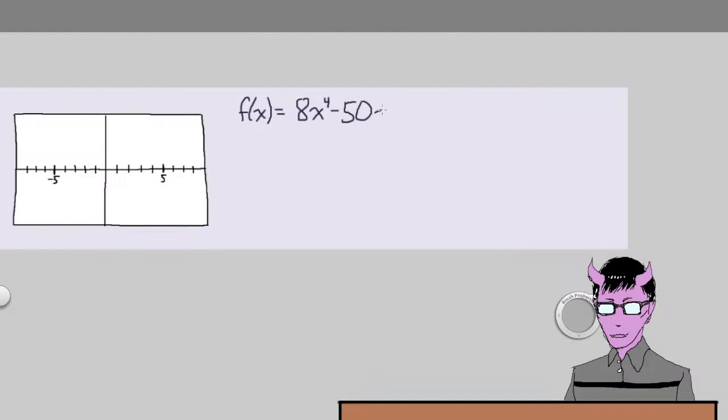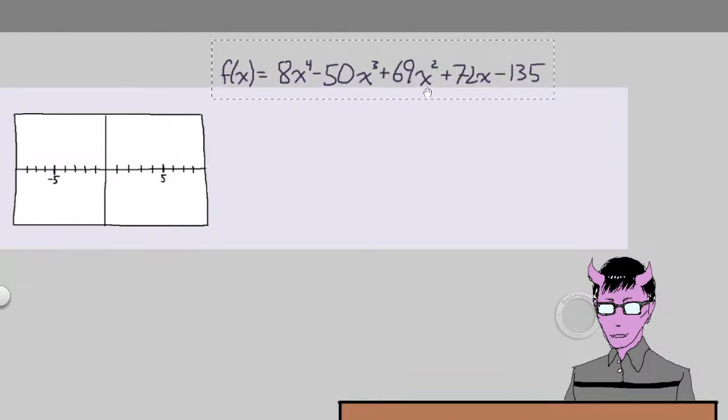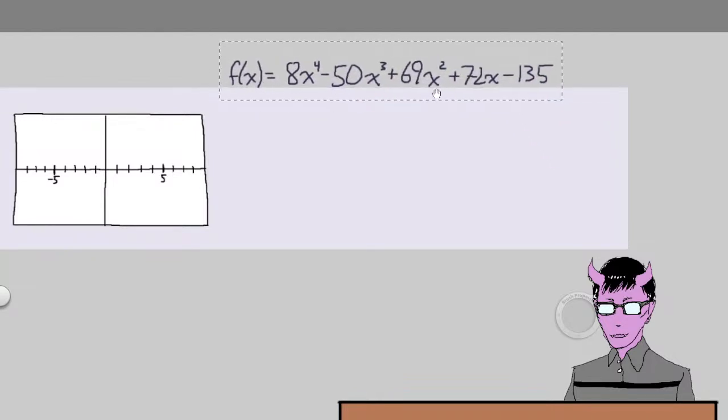So minus 50x cubed. And then we have plus 69, nice, 69x squared. And then plus 72x. And lastly, minus 135. So that is the function. It is x to the power 4. Do we have any factoring considerations to make note of?